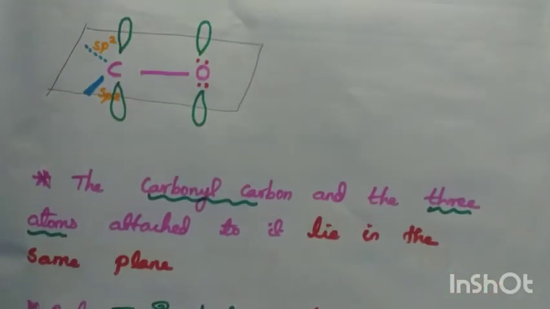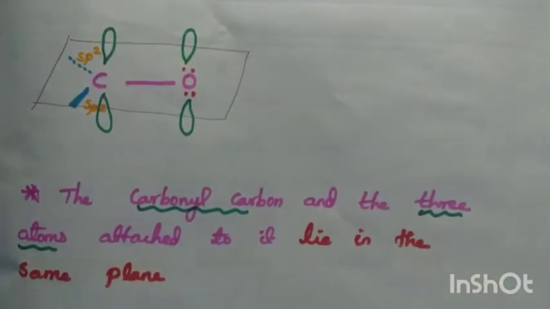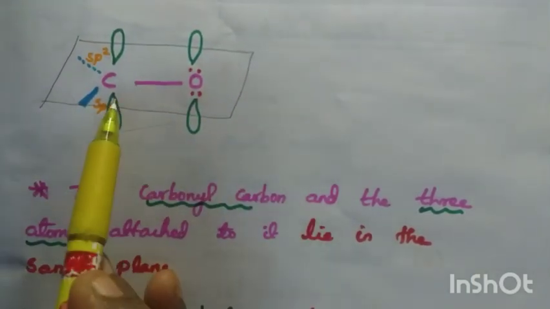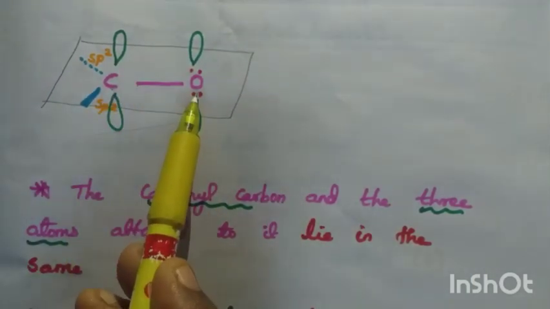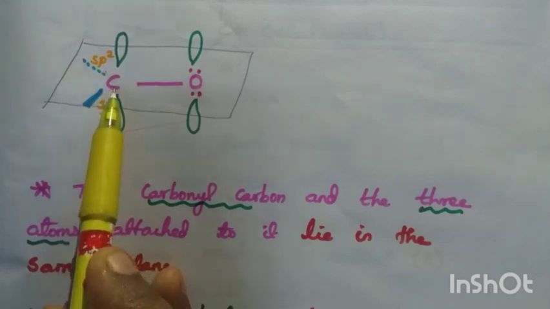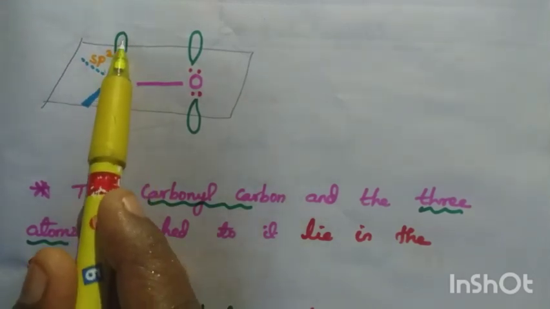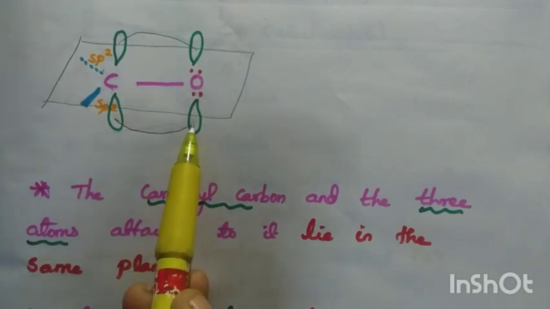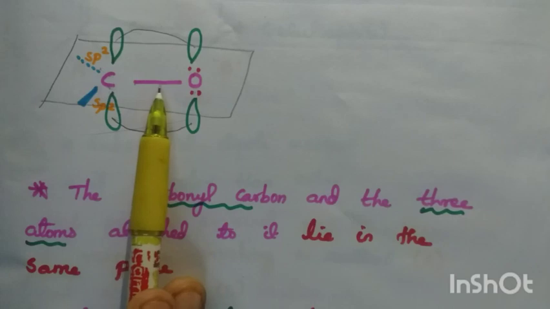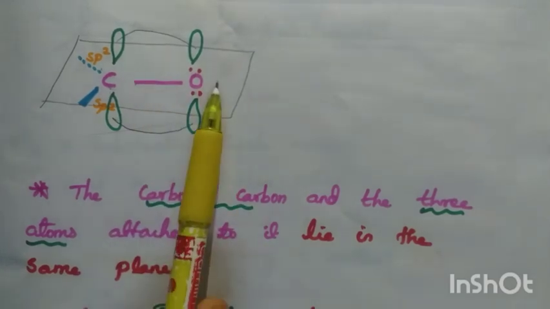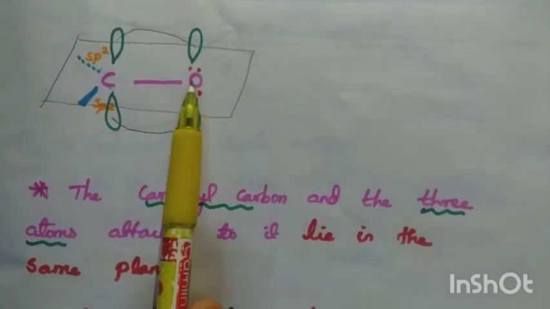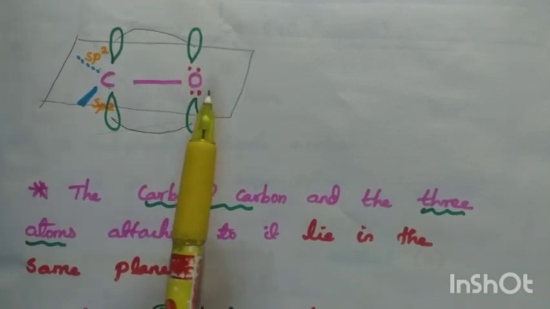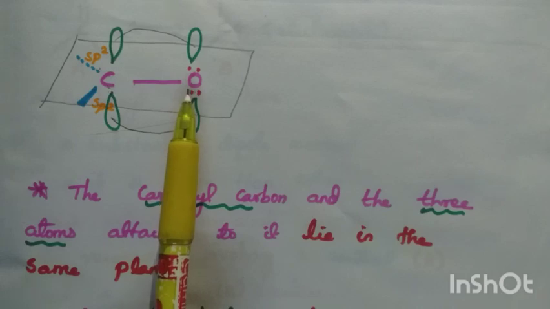So now let's see the structure. Consider this is a plane. In the plane, the carbon and oxygen, sp2 carbon, and this overlap leads to the pi bond formation. And the oxygen carries how many lone pair electrons? 2 lone pair electrons. This lone pair is the electron pair not involved in bond formation.